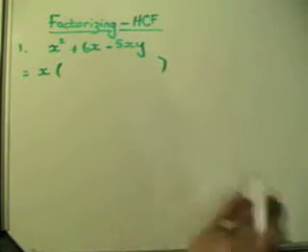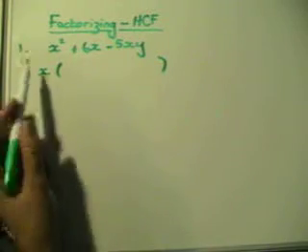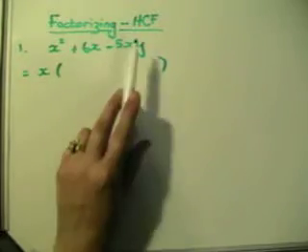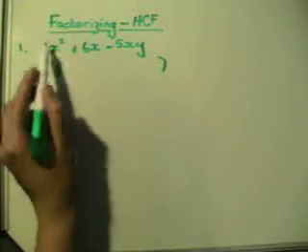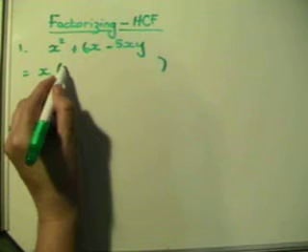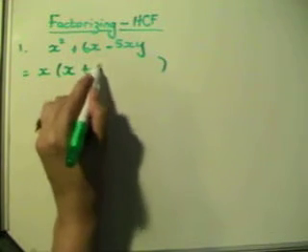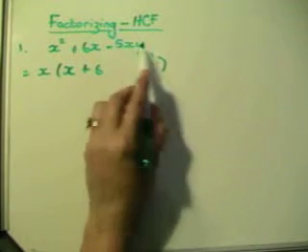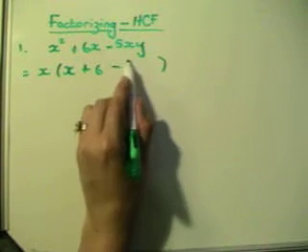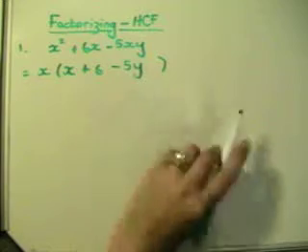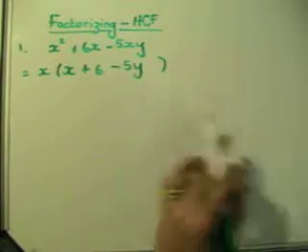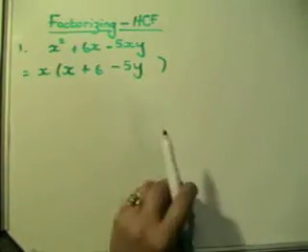Now when I say take that out, I'm actually dividing by x. So I divide every single term by x. Now x squared divided by x is x. 6x divided by x is 6. And 5xy divided by x is just 5y. So that's what's left in the brackets after I've taken out the x.